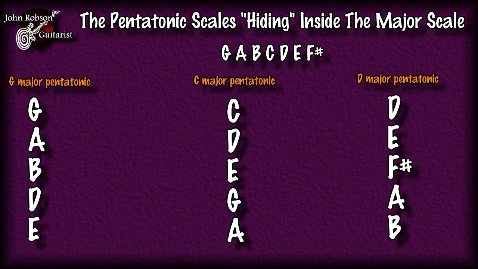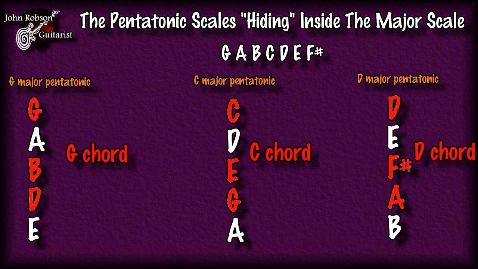Lurking within our G major scale, G, A, B, C, D, E, F sharp, G, there are 3 major pentatonic scales: the G major pentatonic scale, the C major pentatonic scale, and the D major pentatonic scale, as you can see here. And not surprisingly, lurking within each of those pentatonic scales, there is a major chord associated with that scale. G major pentatonic contains the notes of G, B and D, which gives us a G major chord. C major pentatonic contains C, E and G, which gives us a C major chord. And D major pentatonic contains the notes of a D major chord, D, F sharp and A.